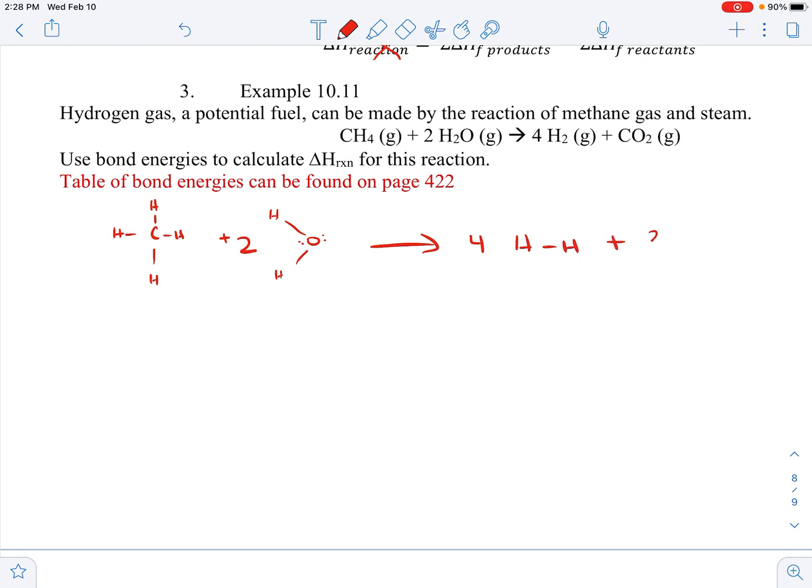Then we have CO2, which looks like this. All right, and then lone pairs on each end there. So we have some double bonds.